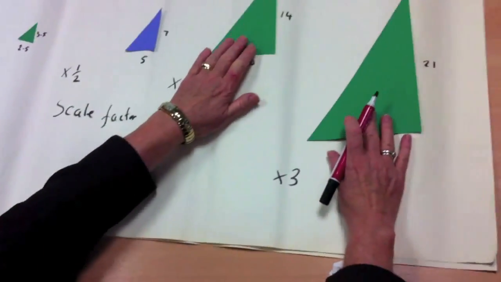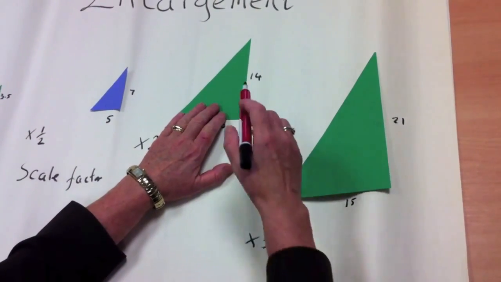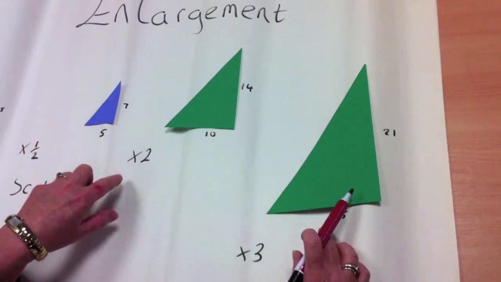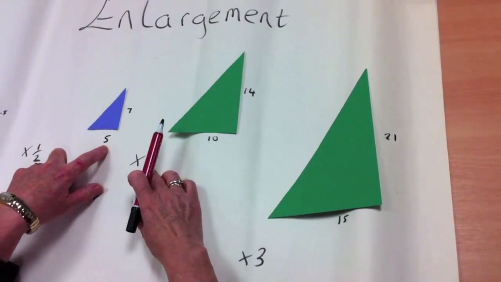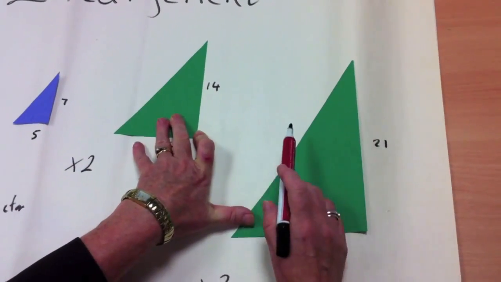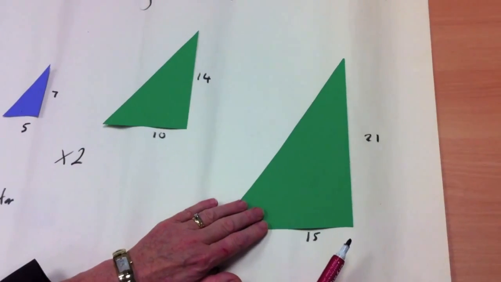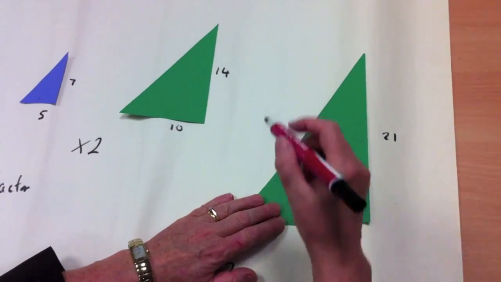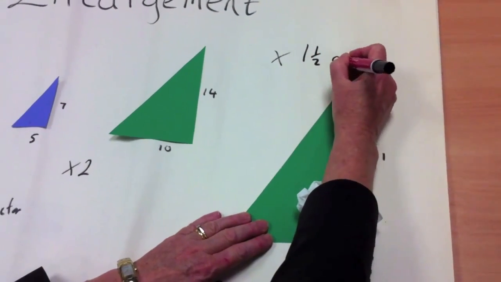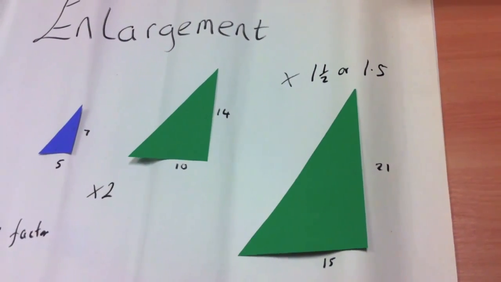If I come back to my two big ones over here, my two big triangles, can we work out the scale factor between this one and this one? From here to here was times 3, from here to here was times 2. What have I done to get from 14 to 21 and from 10 to 15? How do I calculate it? You might have worked out that the scale factor is times 1.5, or if you want to put it as a decimal, 1.5. So how would I calculate that?